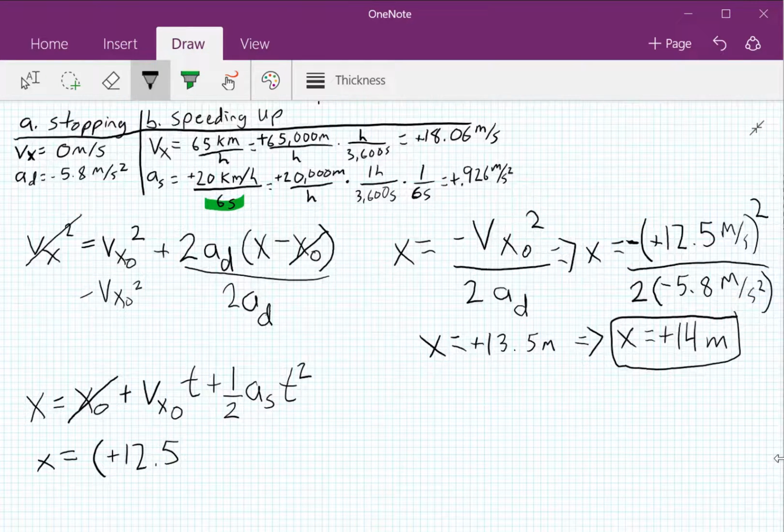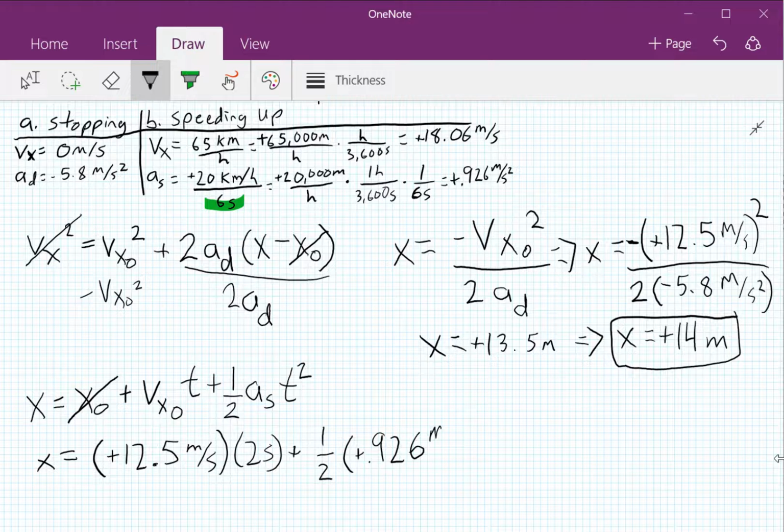12.5 meters per second. And then the time is 2 seconds. Then you add in the 1/2. The acceleration is a positive 9 point, oh sorry, not 9 point, 0.926 meters per second squared. And then again, you're going to have the time of 2 seconds.